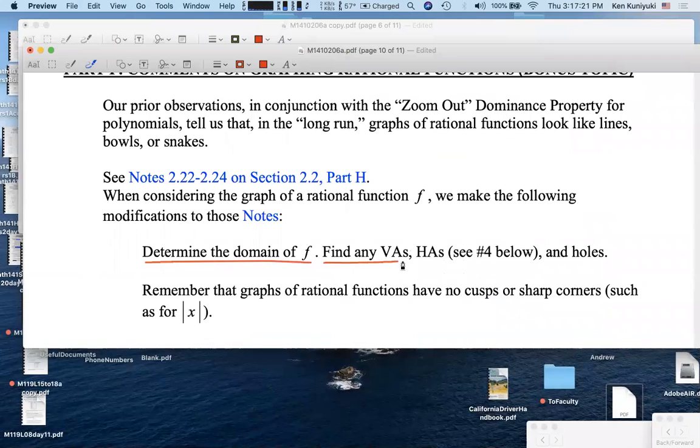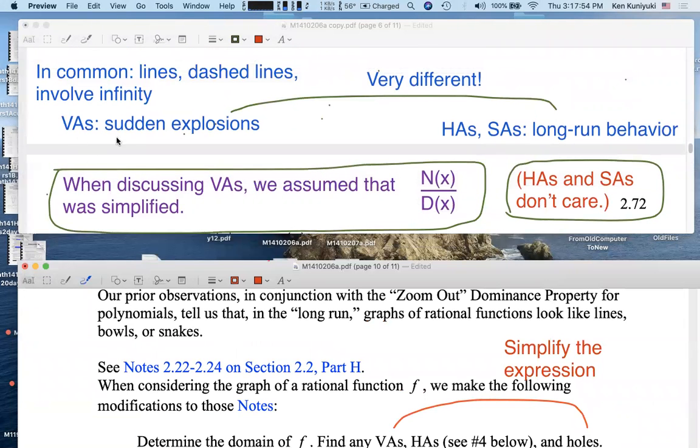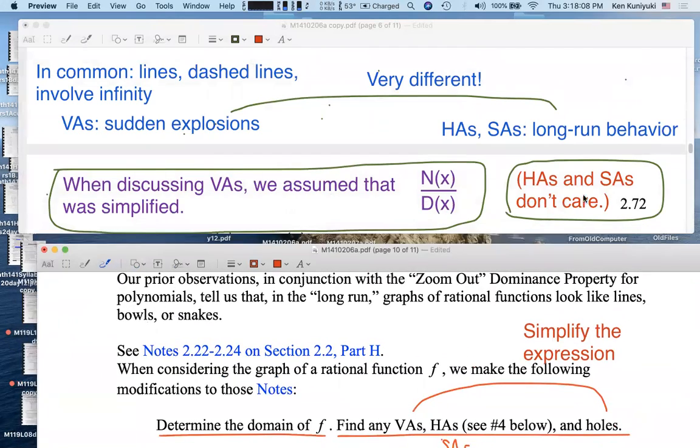Find any VAs, HAs, and holes. Now bear in mind that VAs and holes are related because you have to wonder if you have to simplify the expression. All right? Simplify the expression to see what's going on. All right. HAs and SAs are actually more related. HAs and SAs, again, deal with long-run behaviors. I made these comments up here. Remember, VAs correspond to sudden explosions versus, these are very different, HAs and SAs deal with long-run behavior. VAs care about simplification. HAs and SAs do not. So they don't care so much about factoring and all that.